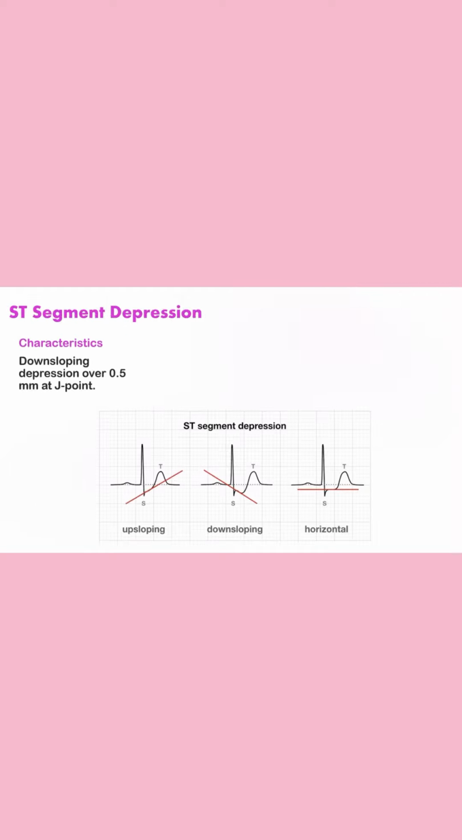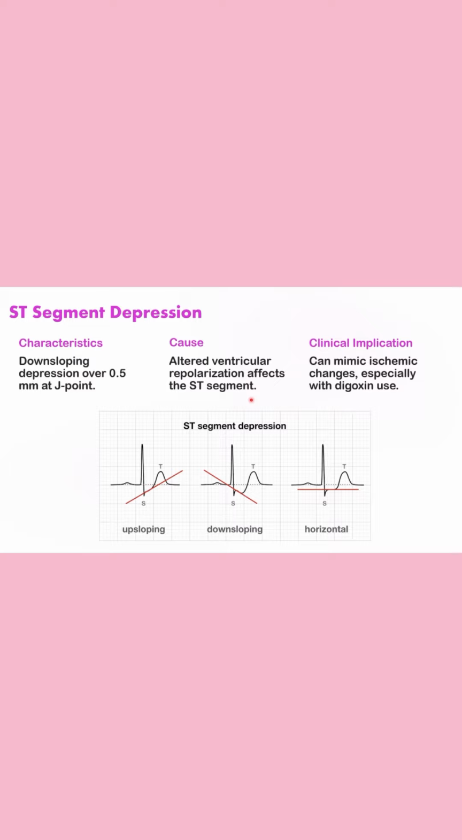The second important ECG change seen in hypokalemia is the ST segment depression. And this ST segment depression, which is seen in hypokalemia, is the downsloping depression. As we can see in the picture, we have three types of ST segment depression. One is upsloping, another is downsloping, and third is the horizontal type of ST segment depression. In hypokalemia, we see the downsloping ST segment depression. And the cause is altered ventricular repolarization, which affects the ST segment, leading to the depression of this ST segment.